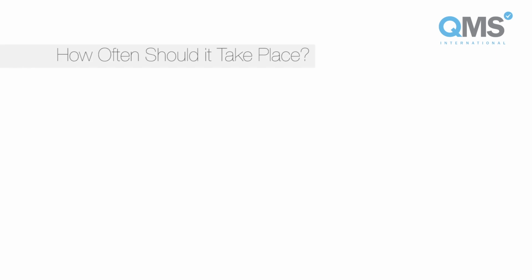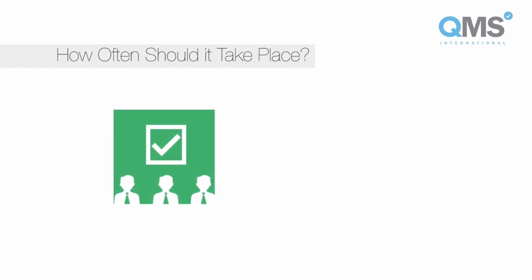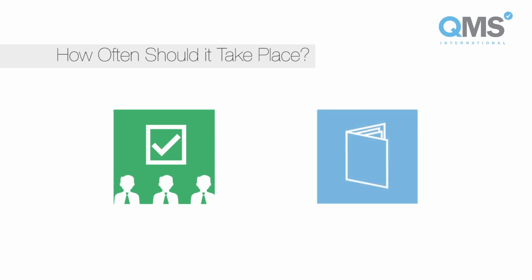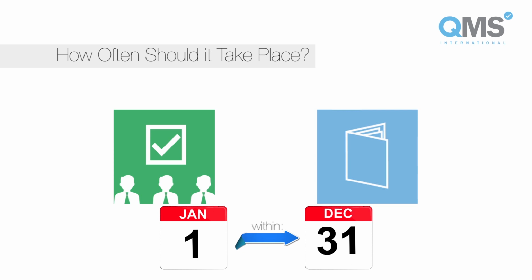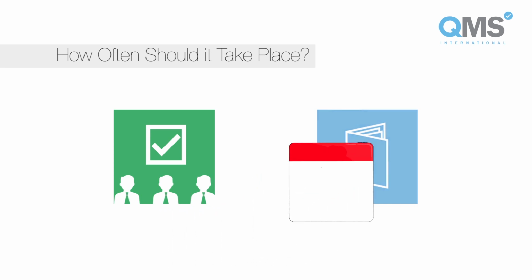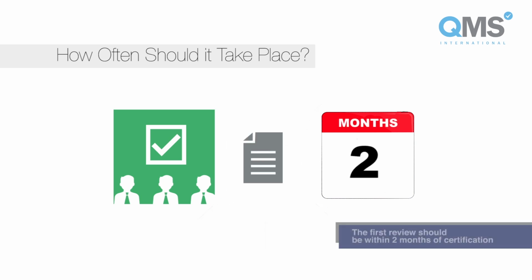How often should it take place? The management review should take place at the interval defined in your quality manual. This should be at least annually, but is very often quarterly, especially in the early days of the management system. We recommend that you hold your first management review within 2 months of certification, as this is often the time at which most decisions will be needed.